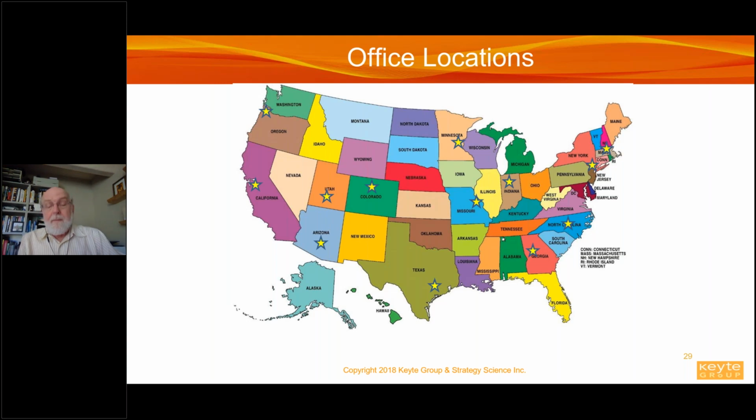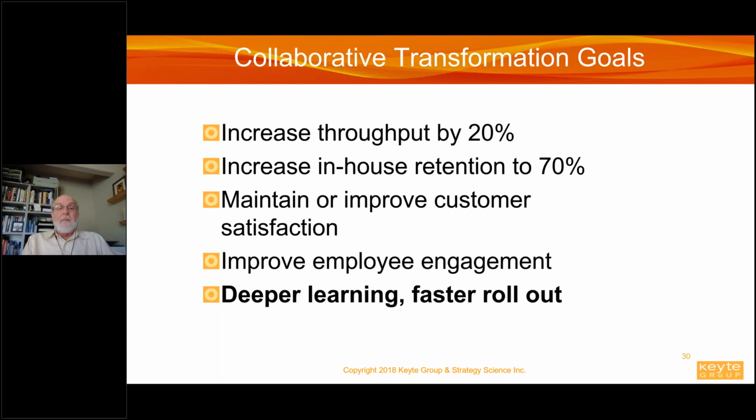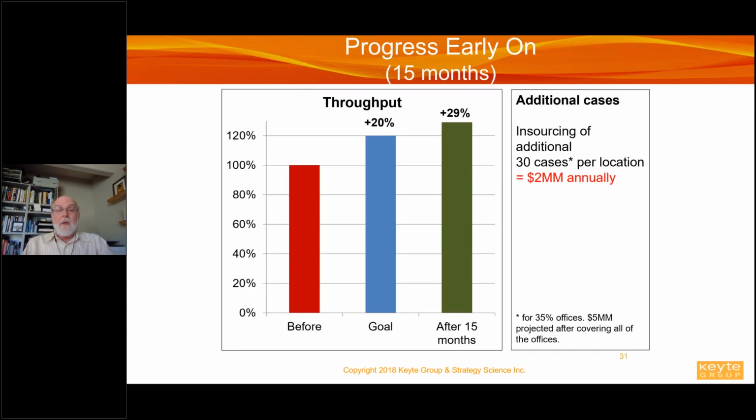Okay. All right. So here are the office locations. And here were the goals: to increase throughput by 20%, increase in-house retention to 70, improve the customer satisfaction and employee engagement. As I just said, the employee engagement was at the bottom of the barrel inside the company. So these are the results early on. I wanted to share this before I showed you the actual methodology.